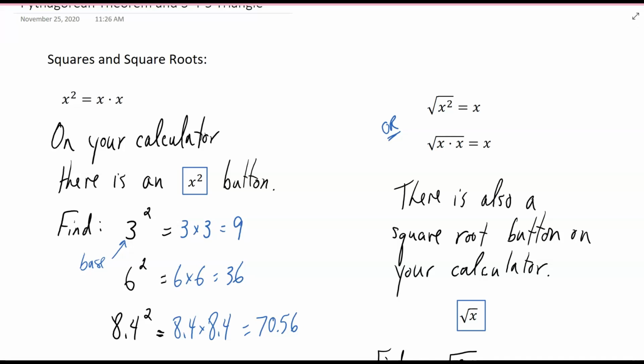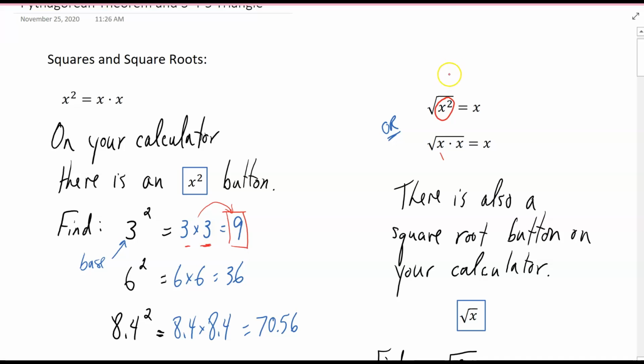Now, the opposite of squaring something is square rooting it. And so what we're working backwards from is, if we look at the example of my 3 squared equals 9, if I find the square root of 9, I'm looking for one of these 2 equal factors that equal 9. Or I'm finding the number that when multiplied by itself equals the 9. And so the square root of x squared will equal x.